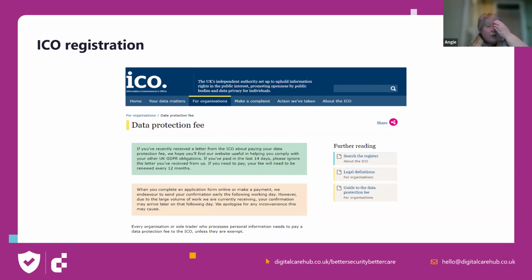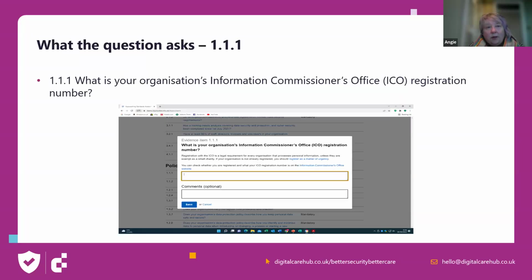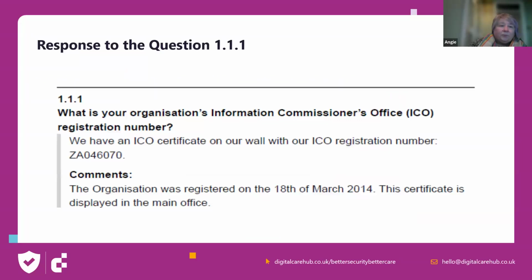You can check whether you're registered on the Information Commissioner's Office website. It's nice and easy to do. And if you haven't registered, then make sure you do. You will be given a code when you register, okay? And if we look at the question, what is your organisation's Information Commissioner's registration number? You'll see on the screen a yellow box, and that's where you would put in your number there. And if we go to the next screen, you'll see how it's filled in.